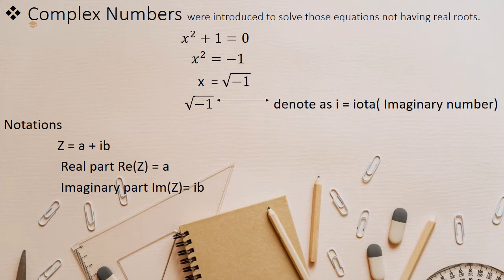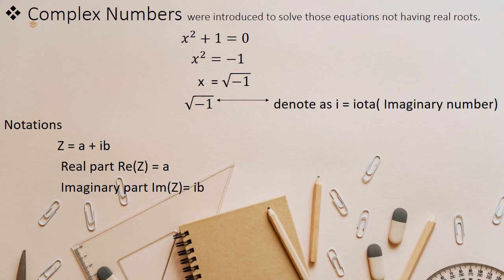So complex numbers are introduced for these things, and we have an equation over here in front of us. We have x squared plus 1 equals 0, where x squared equals minus 1, and basically x equals under root minus 1. To solve this under root minus 1, we are being introduced to complex numbers. So we have this under root minus 1 being denoted as iota. I is the symbol which is being used, and it is equal to iota, an imaginary number, to represent under root minus 1.